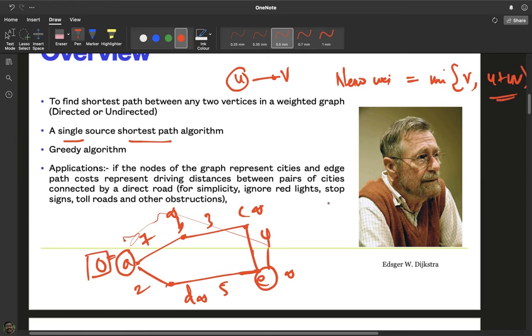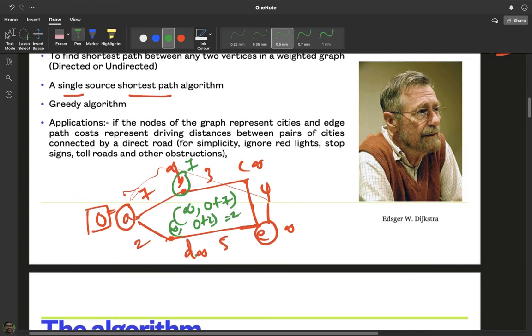The new weight of B will be either the weight of B, which is already infinity, or the weight of A plus edge AB. So the weight of A is 0 plus edge AB is 7. So the new weight of B will be simply 7. Similarly, the new weight of D will be either infinity or the weight of A plus edge AD, that is 0 plus 2, which is 2. This is not a permanent weight, don't confuse it. This is the new temporary weight which we are going to give here. So that is the idea here.